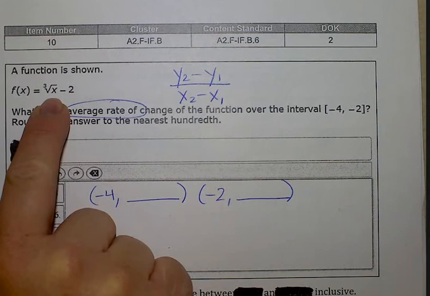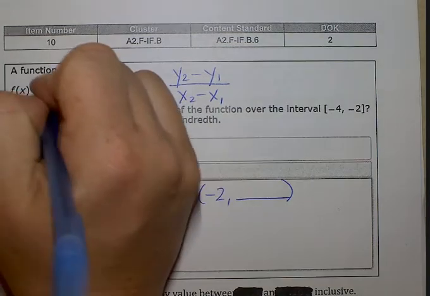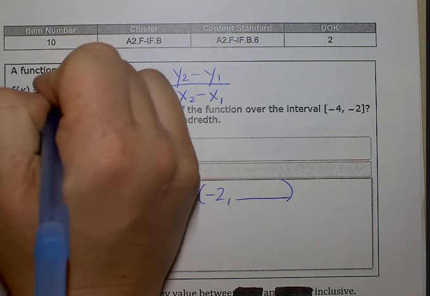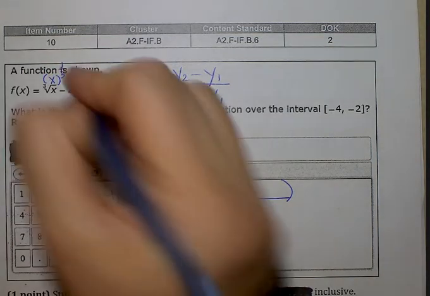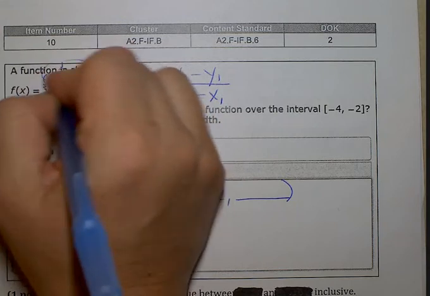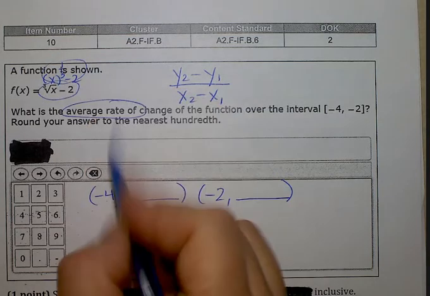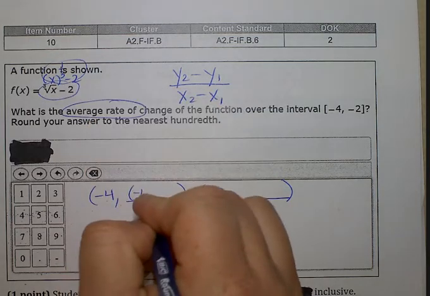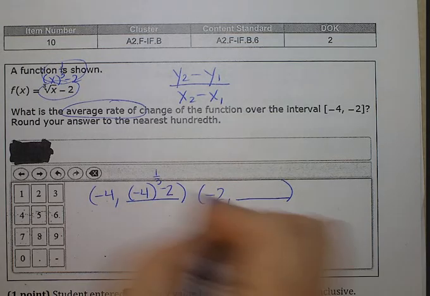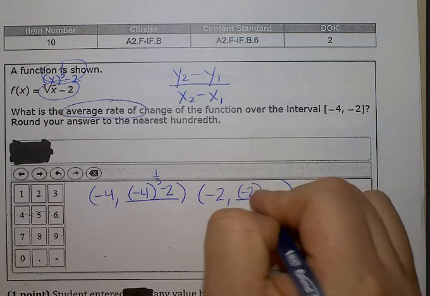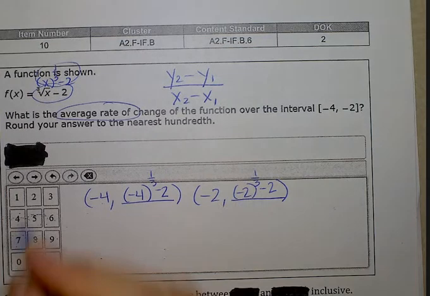I'm going to choose to rewrite this in rational exponent form. So it's going to look like this: x raised to the 1/3. These are equivalent functions. So I'm going to substitute -4 in it, and it looks like -4 raised to the 1/3 subtract 2. I'm going to substitute a -2 in. -2 raised to the 1/3 subtract 2. This is x sub 1, y sub 1, x sub 2, y sub 2.